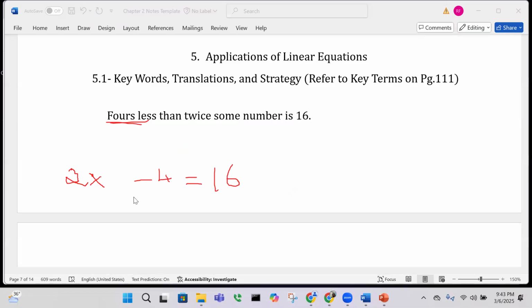Then twice a number. That's again, and once you set this problem up, we can solve it. That's a word problem that turns into a nice 2-step problem. We first add 4 to each side and divide by 2. Add 4 to get 2x equals 20. Divide by 2, x equals 10.